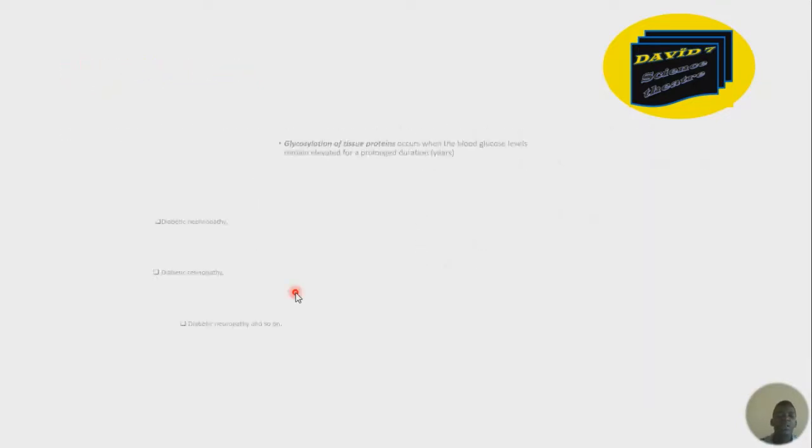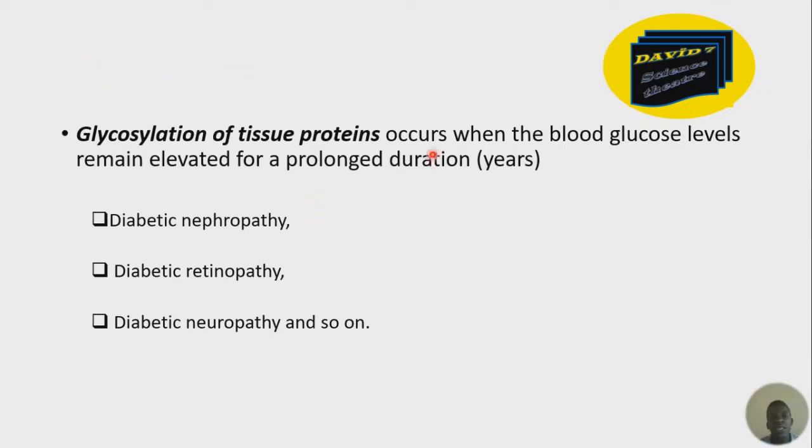Let's continue. Glycosylation of tissue proteins occurs when blood glucose levels remain elevated for years. Those will include diabetic nephropathy, diabetic retinopathy, diabetic neuropathy, and cataract, and so on, very many.